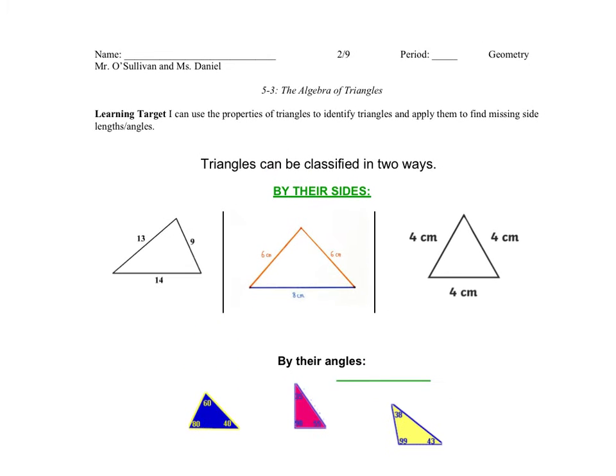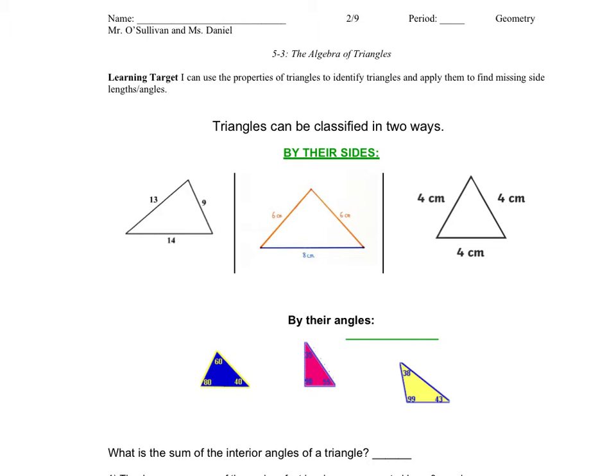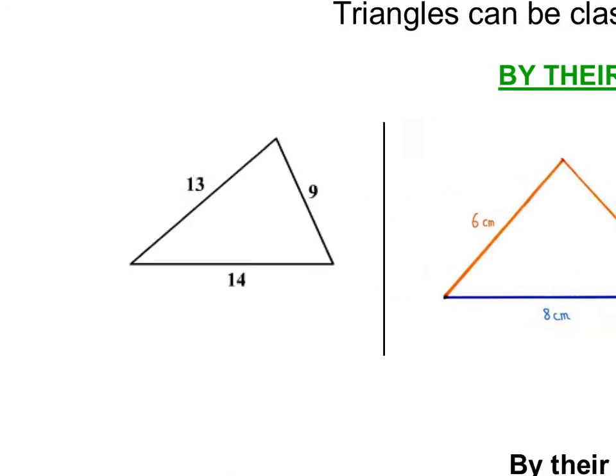So today's learning target is: I can use the properties of triangles to identify triangles and apply them to find the missing side lengths and/or angles. This is actually 2 lessons in 1. The first thing we can do is classify triangles 2 different ways: 1 by their sides and 2 by their angles. And we can mix them together.